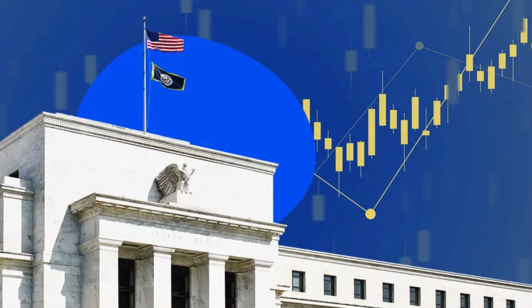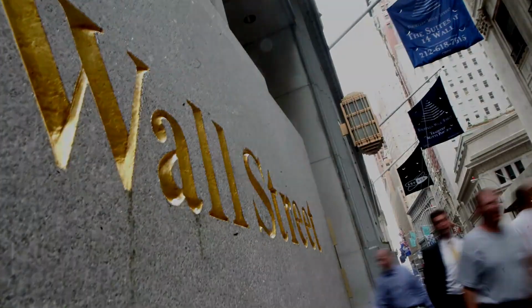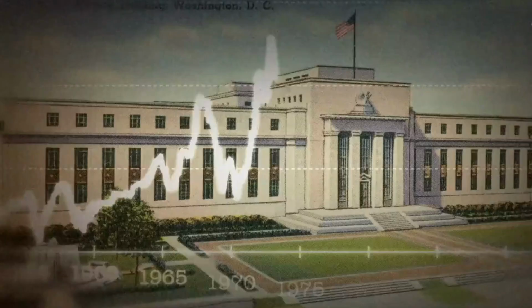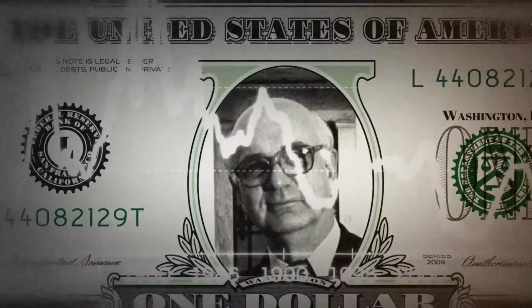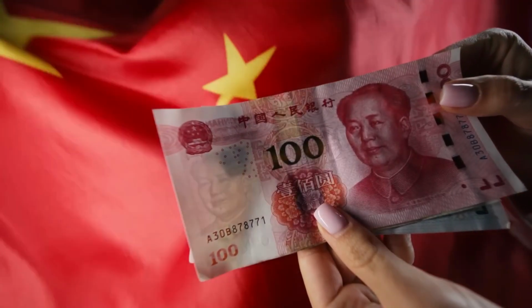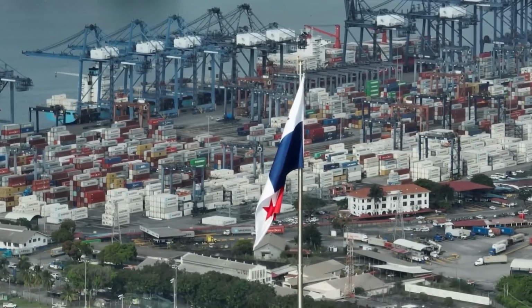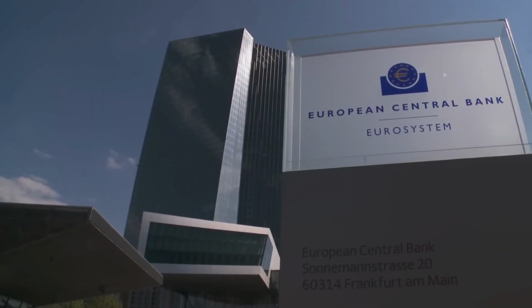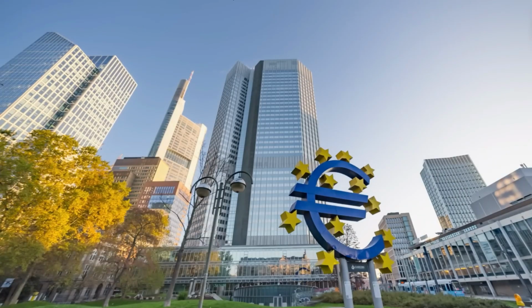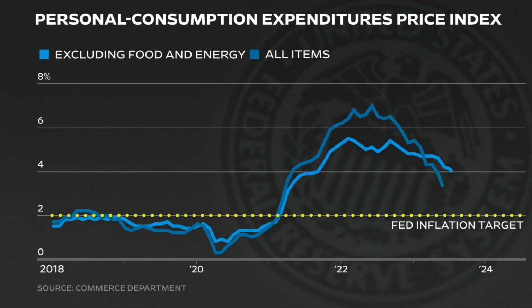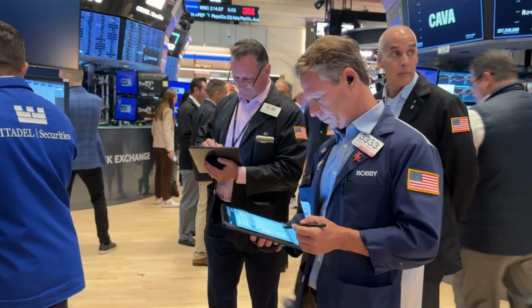The Federal Reserve's recent rate cut is more than just a domestic move. It has global consequences. From Europe to Asia, central banks and economies are watching closely. Whether it's boosting exports in China, complicating policy in Japan, or influencing the ECB's next move, the effects of the Fed's actions are far-reaching.